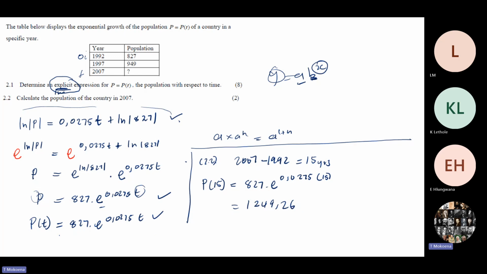But remember, here we are talking about the population. We can't have a fraction of a person. How many people are attending civil engineering? There are 120.7? It doesn't make sense, right? So let's round it to the nearest whole number. So it's going to be 1,249. Roughly, we are talking about this population over here. And then that will be 2.2. Okay? So that's how we go about these questions.